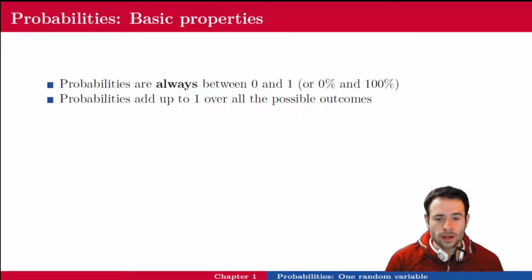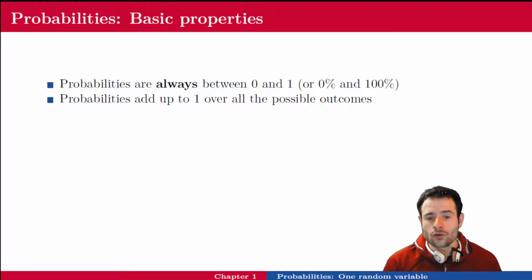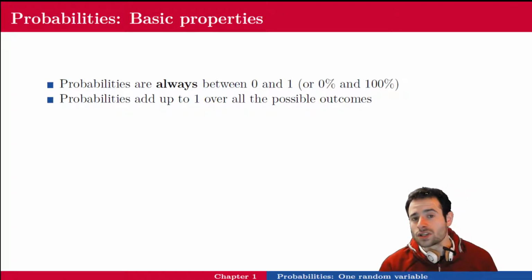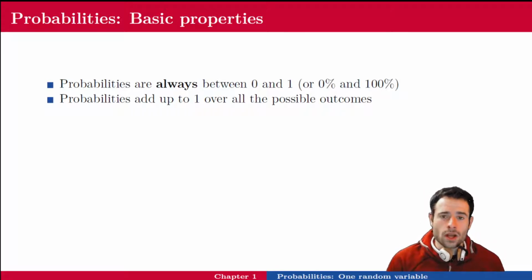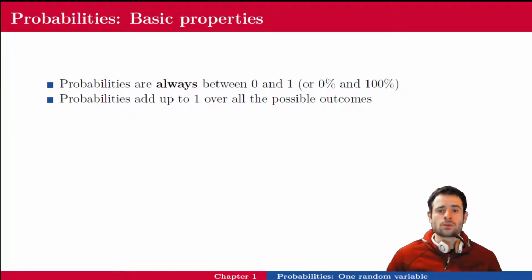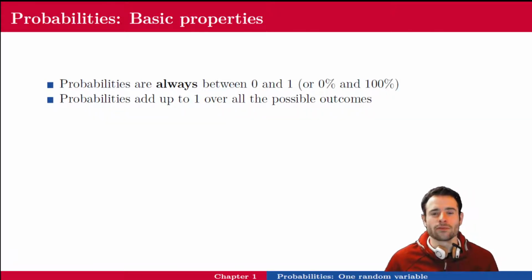Probabilities add up to 1 or 100% over all the possible outcomes. So if you throw a die, you can get a 1, 2, 3, 4, 5, or 6. Overall, if you add the probability of getting a 1, of getting a 2, of getting a 3, and so on, you will get to 100%. Because if you add all these probabilities, you end up with the event, get a number between 1 and 6. Well, those are the only possible numbers I can get with a die.